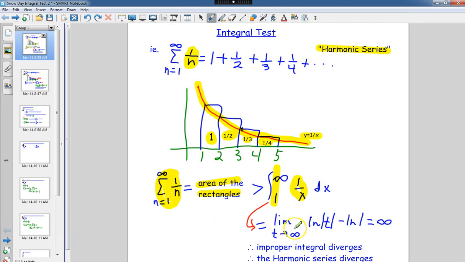And then when we evaluate this improper integral, right, we got a value of infinity. So because the evaluation of this improper integral gives us infinity, we would say that the improper integral diverges. And since the improper integral diverges, that means that the harmonic series itself must also diverge.